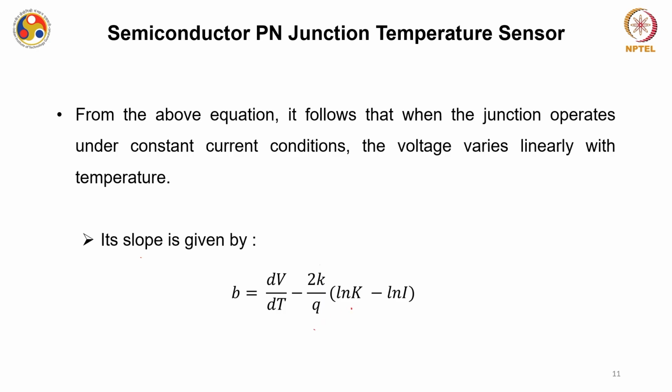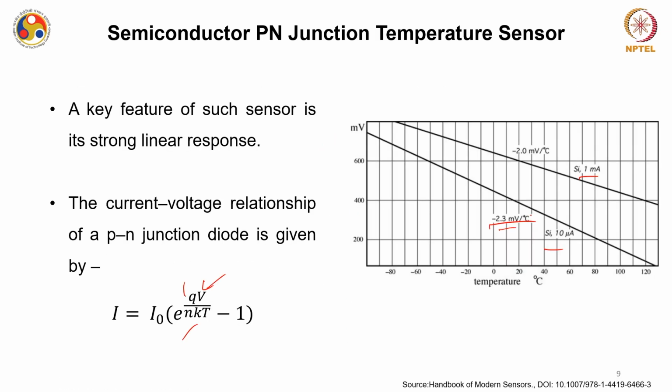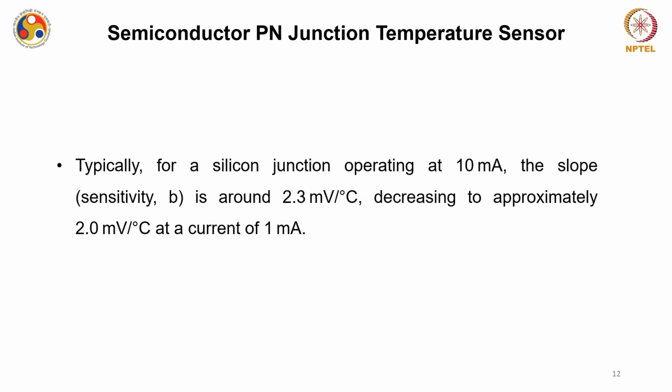So the slope is dV by dT, equal to 2k by Q into ln K minus ln I, and the values that you have just seen on the curve, minus 2.3 millivolt per degree Celsius or minus 2 millivolt per degree Celsius, come from this slope. Typically, for a silicon junction operating at 10 microamp, the slope is around 2.3 millivolt per degree Celsius, and this decreases to approximately 2 millivolt per degree Celsius when the current level is around 1 milliamp.